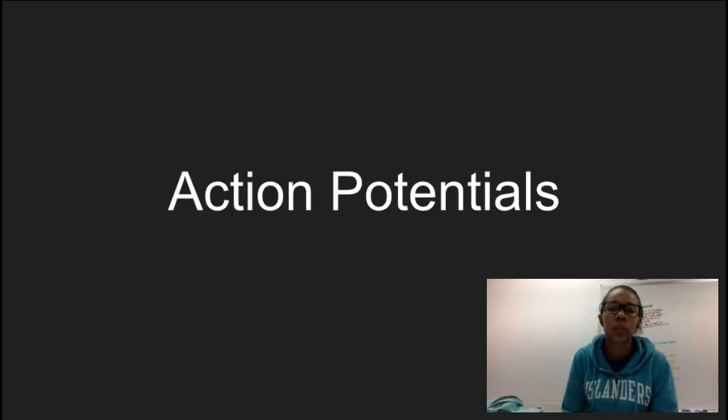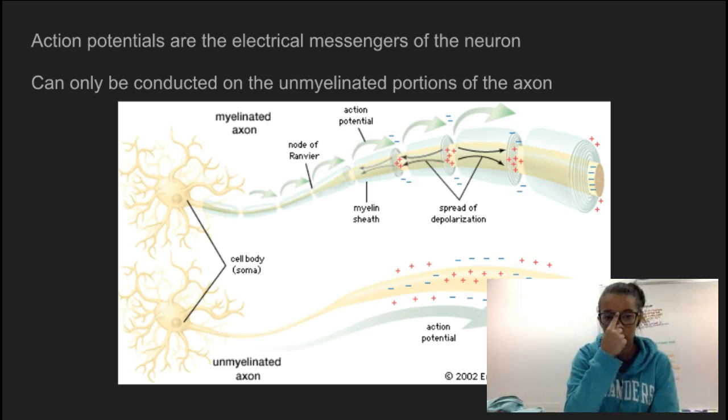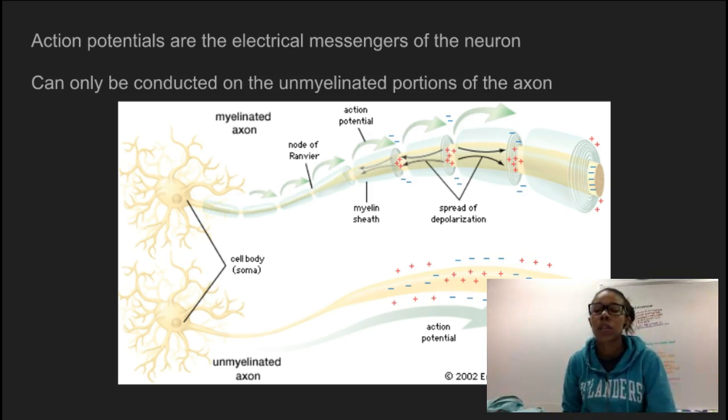Today we are going to be talking about action potentials, which are very, very important. You will be talking about these pretty much for the rest of the semester and in any neuroscience course that you take. So they're quite important. First and foremost, you have to understand where action potentials are occurring.